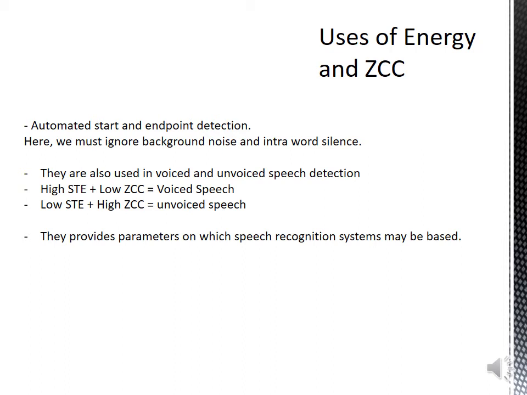So, what are the uses of energy and the zero crossing count? They are used for automated start and endpoint detection, ignoring, of course, background noise and what we call intra-word silence. If you saw, for example, the waveform for 'imperative' and '6', they have a small silence in between. That is what we mean by intra-word silence.